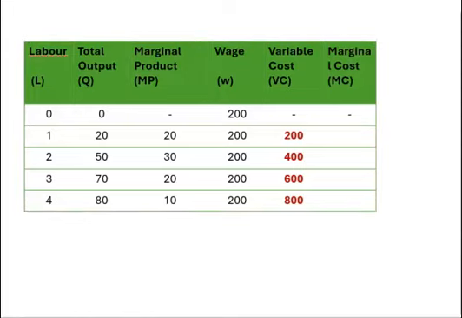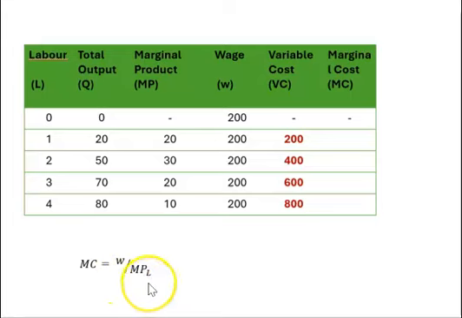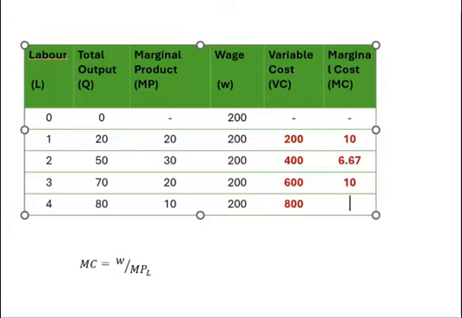To find the marginal cost, we said marginal cost equals wage divided by marginal product of labor. So the wage is 200 divided by marginal product, it's 20, that becomes 10. And then 200 divided by 30, it's 6.67. And 200 divided by 20, it's 10. 200 divided by 10, it's 20.